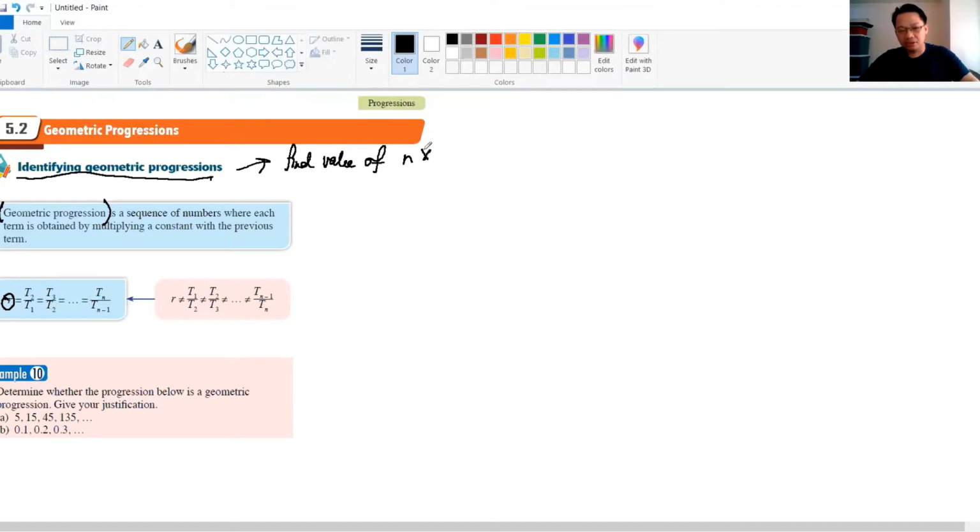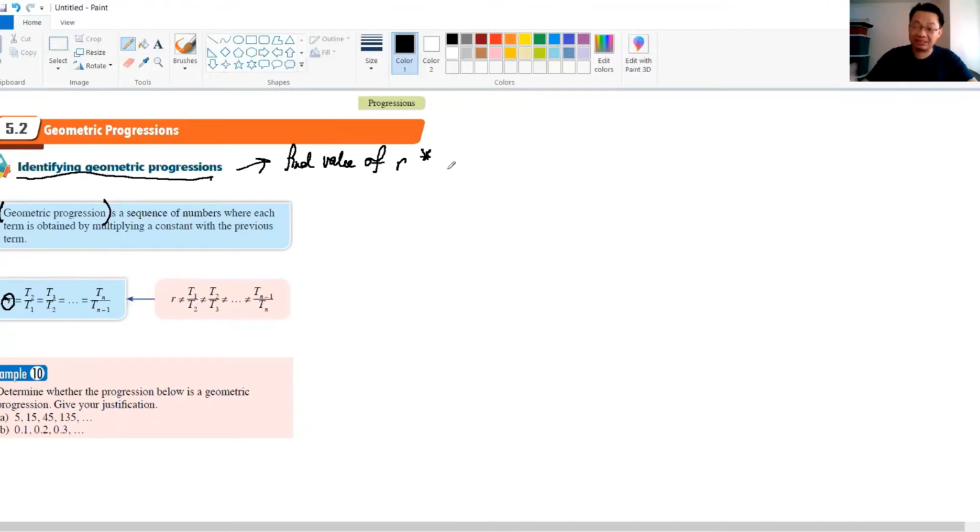Okay. So how to find R here? So there's a formula. To find the common difference, it is T2 minus T1 equals T3 minus T2, etc. That is the common difference. But for the common ratio, the second term divided by the first term equals the third term divided by the second term, and so on. Okay, so the idea about GP is like this.